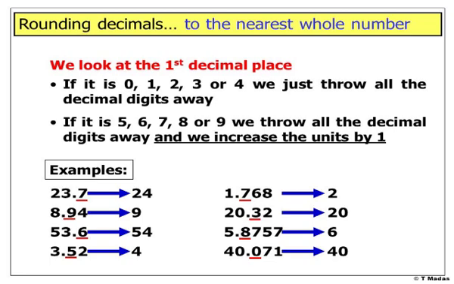5.8757. 8 is in the tenth place. 8 is more than 5. So we increase the units by 1. The nearest whole number is 6. 40.071. 0 is in the tenth place. 0 is always less than 5. So we write the same whole number, 40. So the nearest whole number is 40.